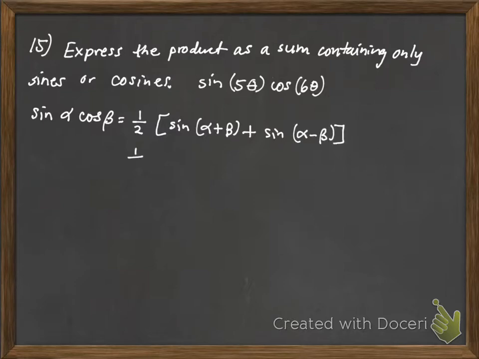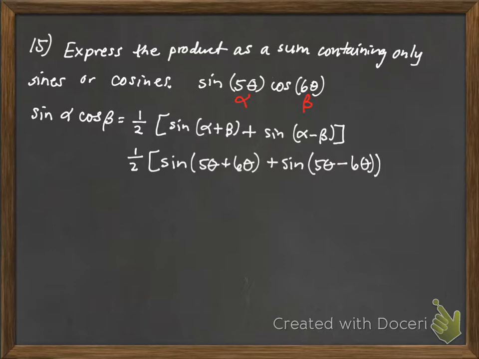So we're going to plug and chug the values in. And before we do, we have to note that alpha is 5 theta and beta is 6 theta. So I get sine alpha, 5 theta, plus beta, which is 6 theta, plus sine alpha, 5 theta, minus beta, which is 6 theta. And now what I need to do here is reduce this down. So I get 1/2 sine of 11 theta plus sine of negative theta.